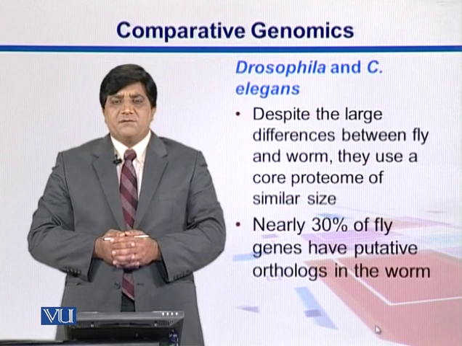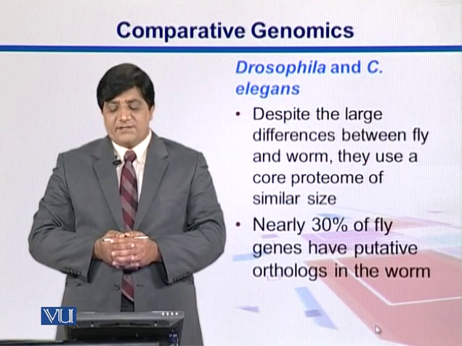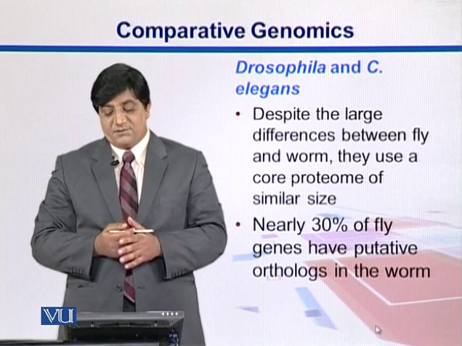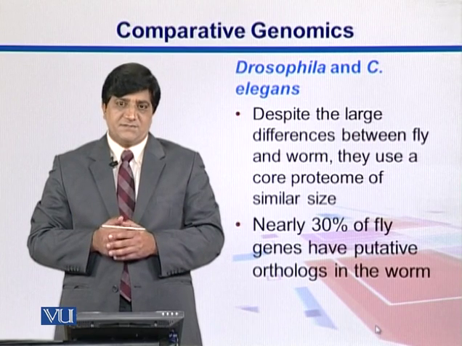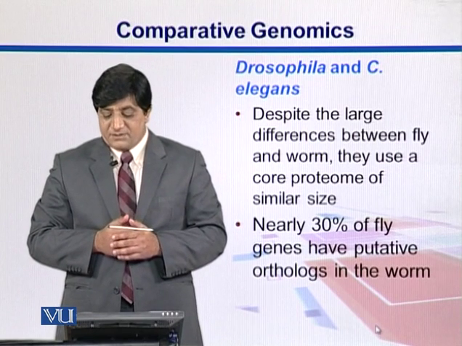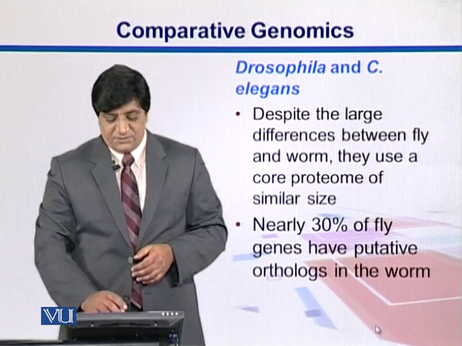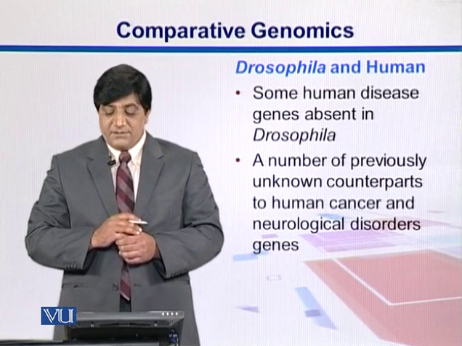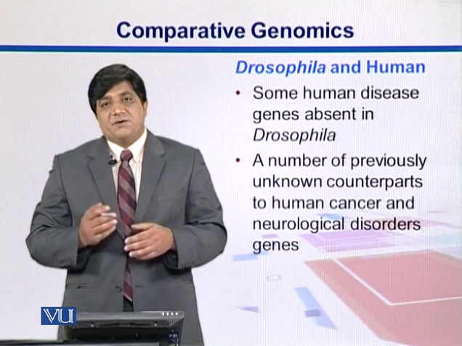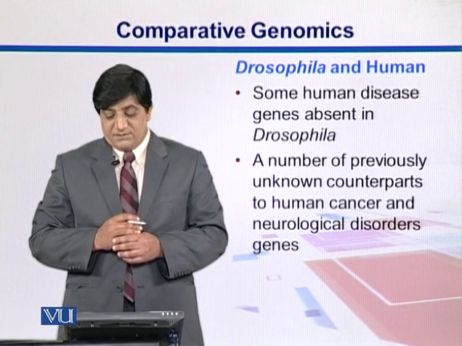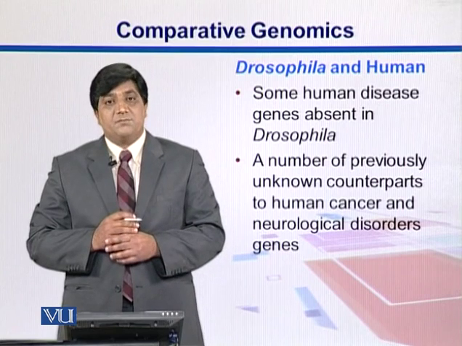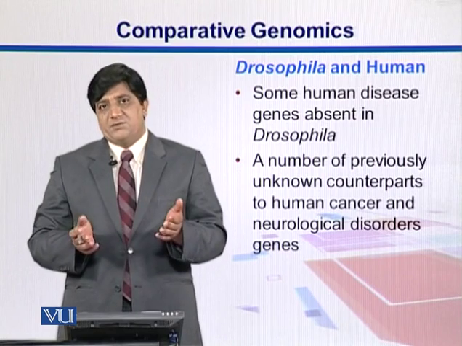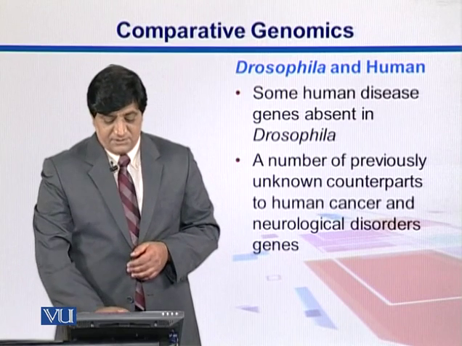Now if we compare the fly Drosophila with the worm C. elegans, we see that despite these two having larger differences between them, the core proteome is of similar size. Nearly 30% of the fly genes have orthologs in the worm. Comparing Drosophila with human, interestingly, though some of the disease genes are absent, we can see a number of unknown counterparts to human cancer genes are present in Drosophila. So Drosophila can be used as a good model in cancer studies.